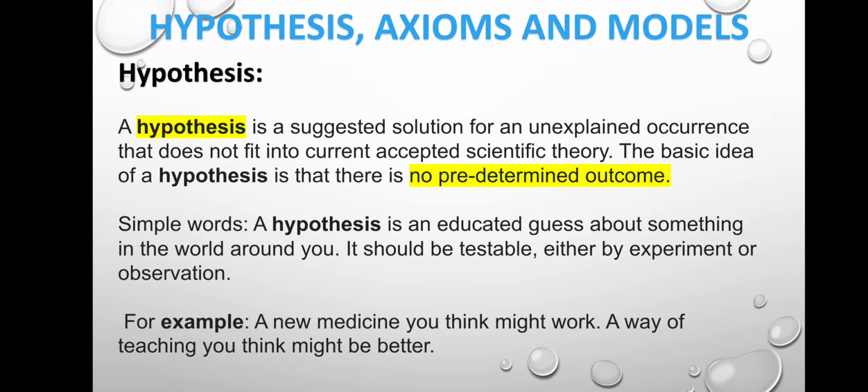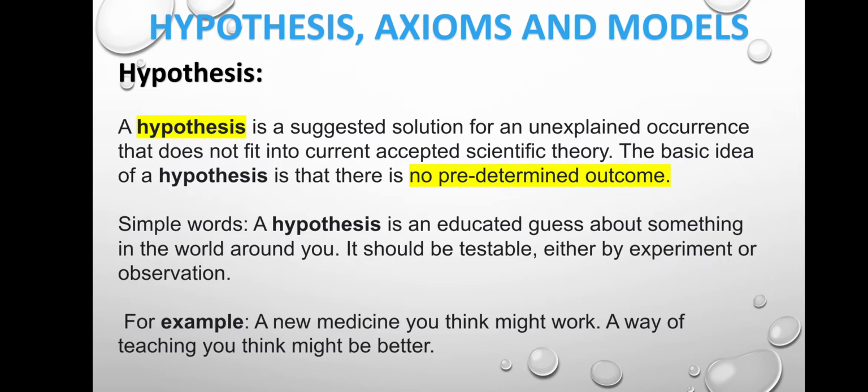Okay, so before we go ahead with knowing what the scientific method is, the first thing we need to know are the two most important things here. One is called the hypothesis and the next is called axioms and models. Okay, now what is this hypothesis? Hypothesis means a suggested solution for an unexplained occurrence that does not fit into current accepted scientific theory. The basic idea of a hypothesis is that there is no predetermined outcome. It is just a thinking, okay? It is just a prediction. We still don't know if it can be true. Okay, we have just assumed it by knowing all the previous knowledge about that particular thing.